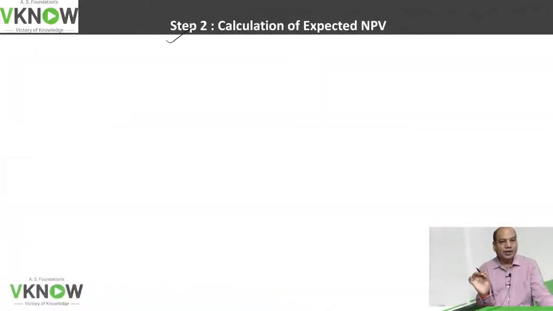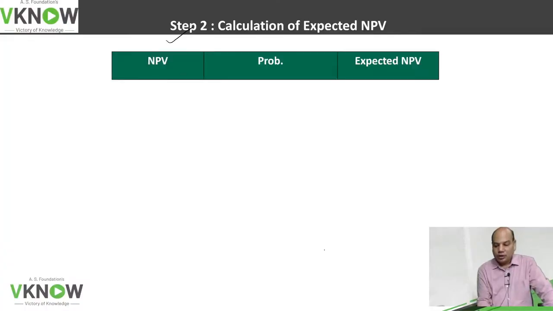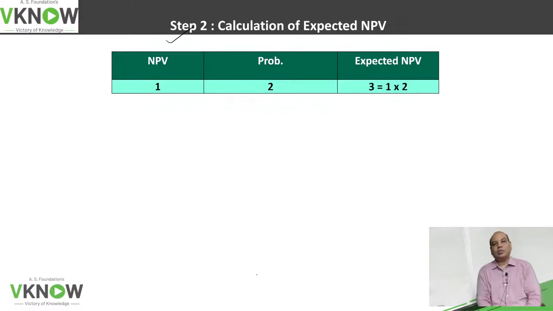So write down the answer below. Step 2, you have to write nicely. One day you have to write the same question in the exam also. Then how do you present it? Calculation of expected NPV, 3 columns. One column write NPV, second column probability, third column expected NPV. NPV is column number 1, probability column number 2, expected NPV column 3 is equal to 1 into 2.